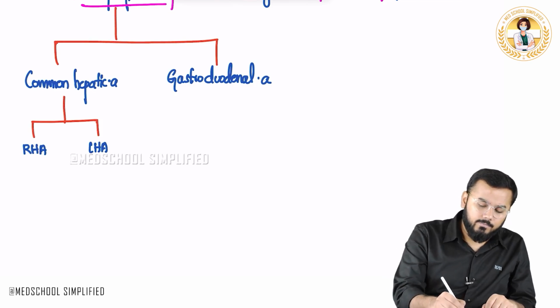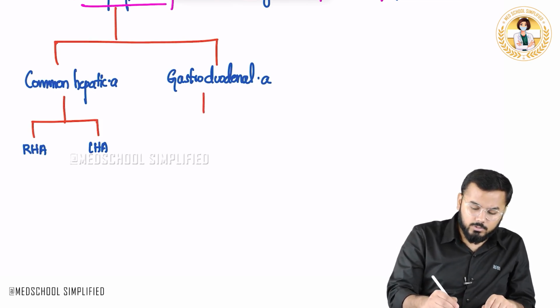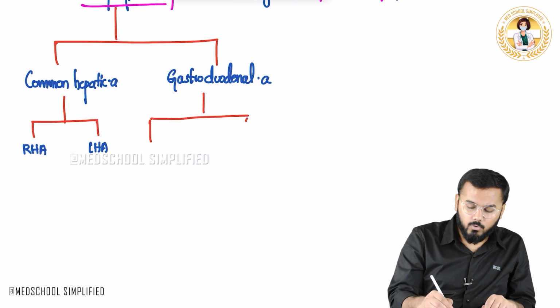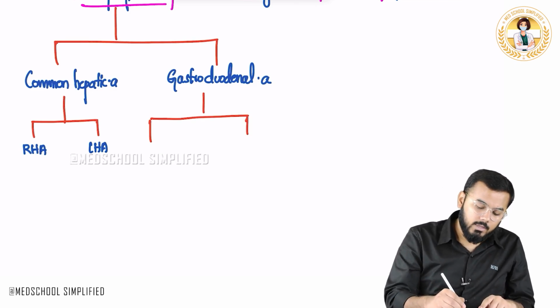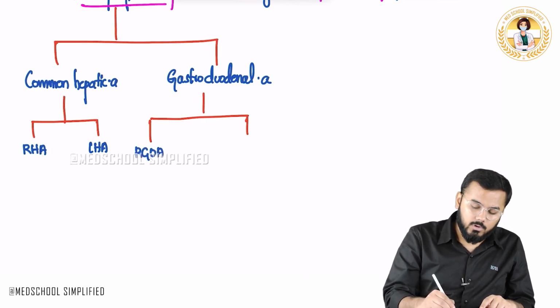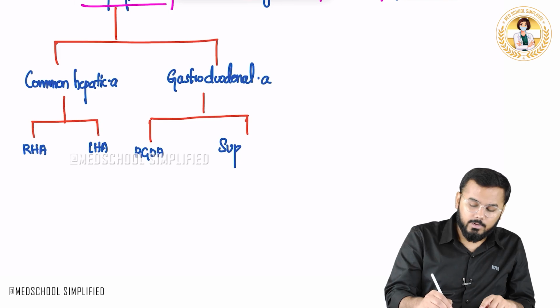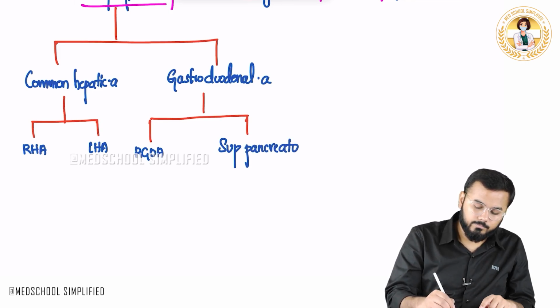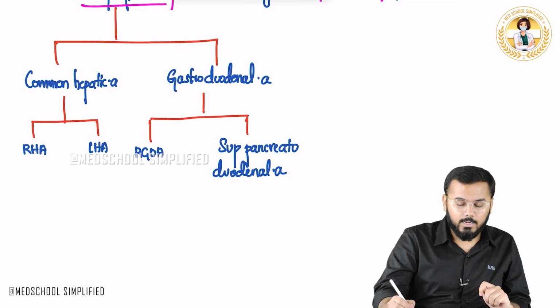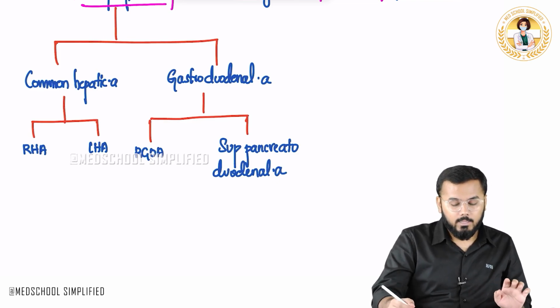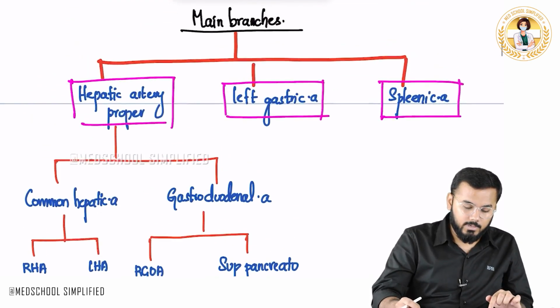Okay, and in the same way the gastroduodenal artery also divides into two branches I told you. What are those two branches which it divides into? One is called your right gastro-omental artery, another one is called your superior pancreato-duodenal artery. Superior pancreato-duodenal artery and the right gastro-omental artery. So these are the two branches of the gastroduodenal artery.